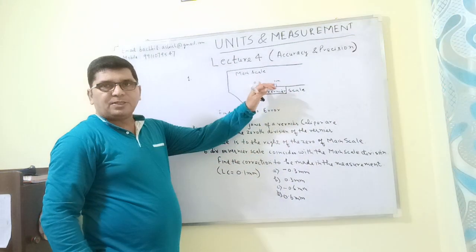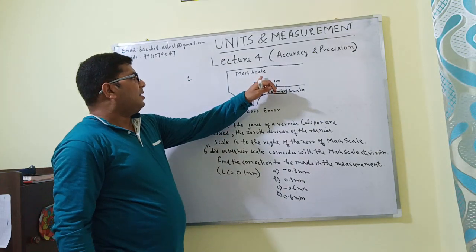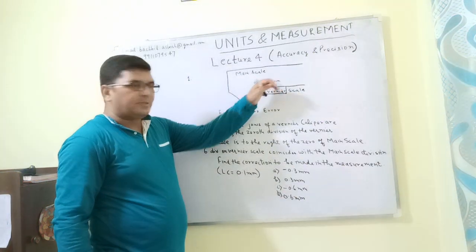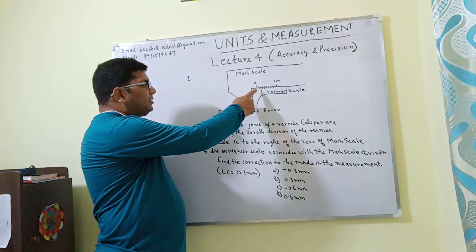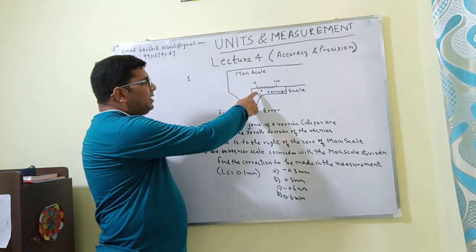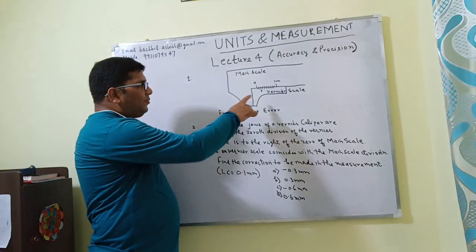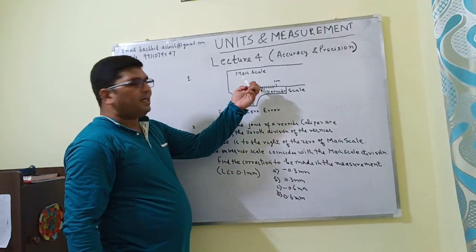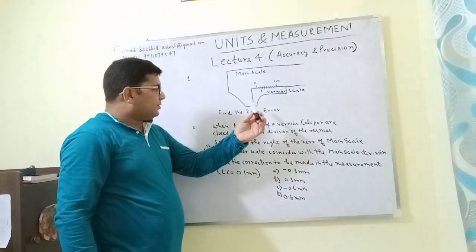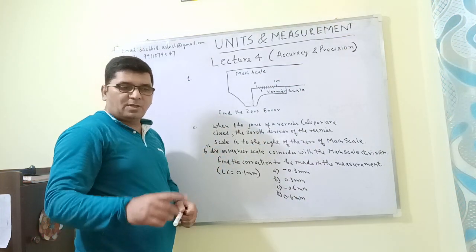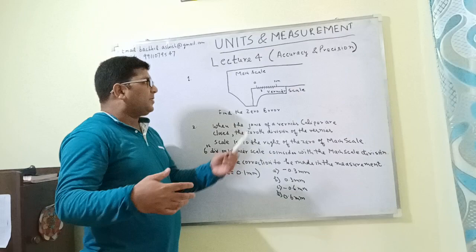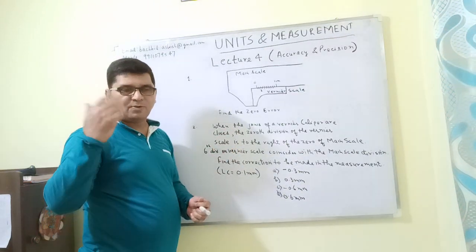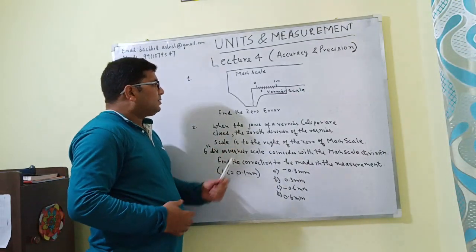This definition is in particular related to the Vernier caliper. In the Vernier caliper, if the main scale zero is not coinciding with the zero of the Vernier scale, then we say that that particular instrument has got a zero error. Zero error arises due to prolonged usage and or when the instrument is not calibrated for quite a long time.